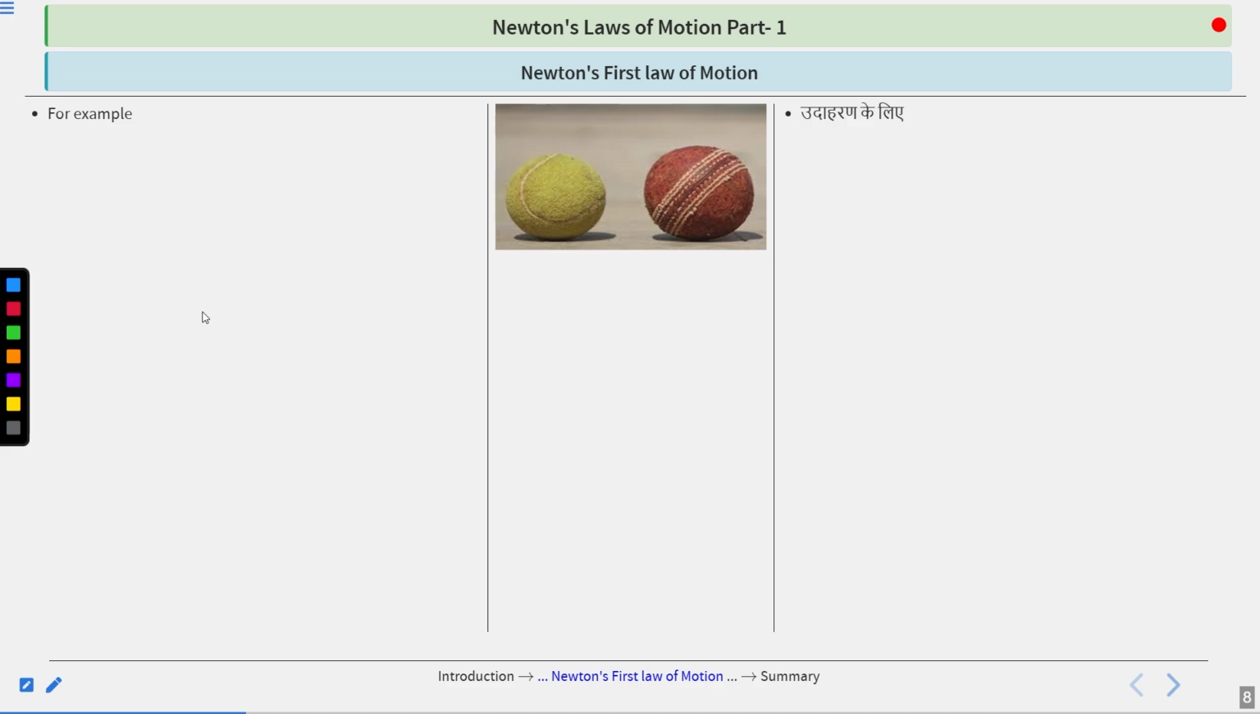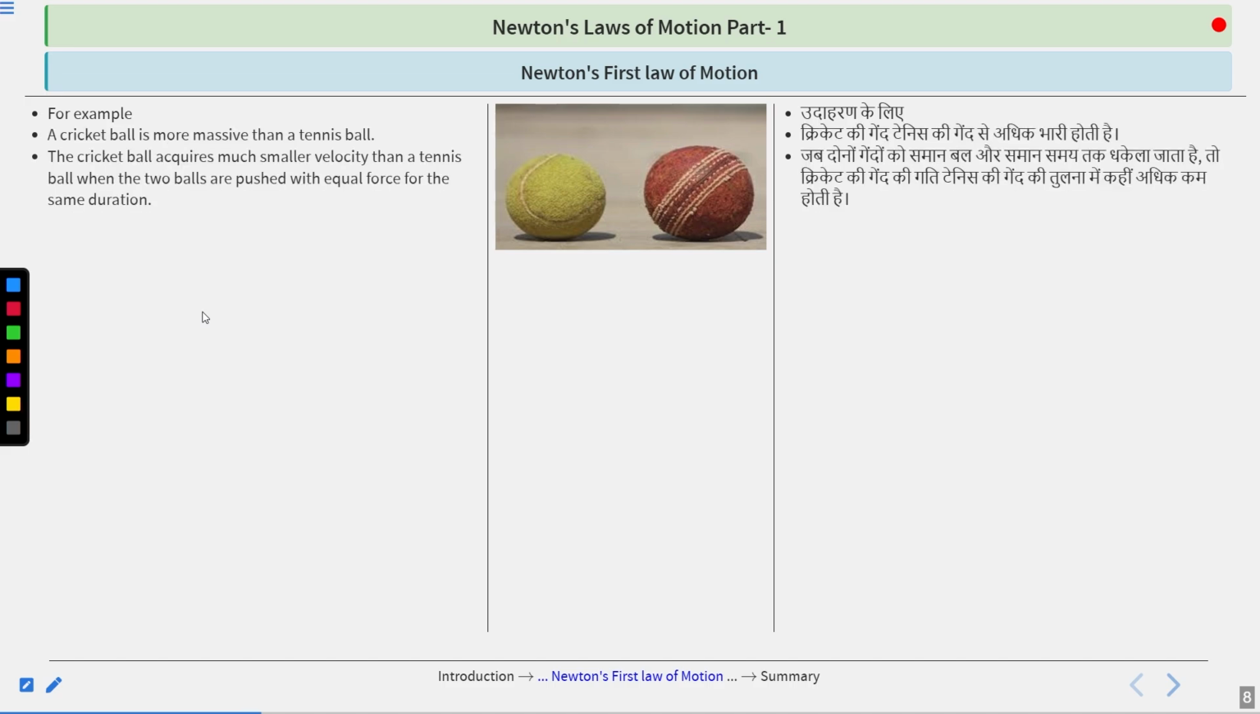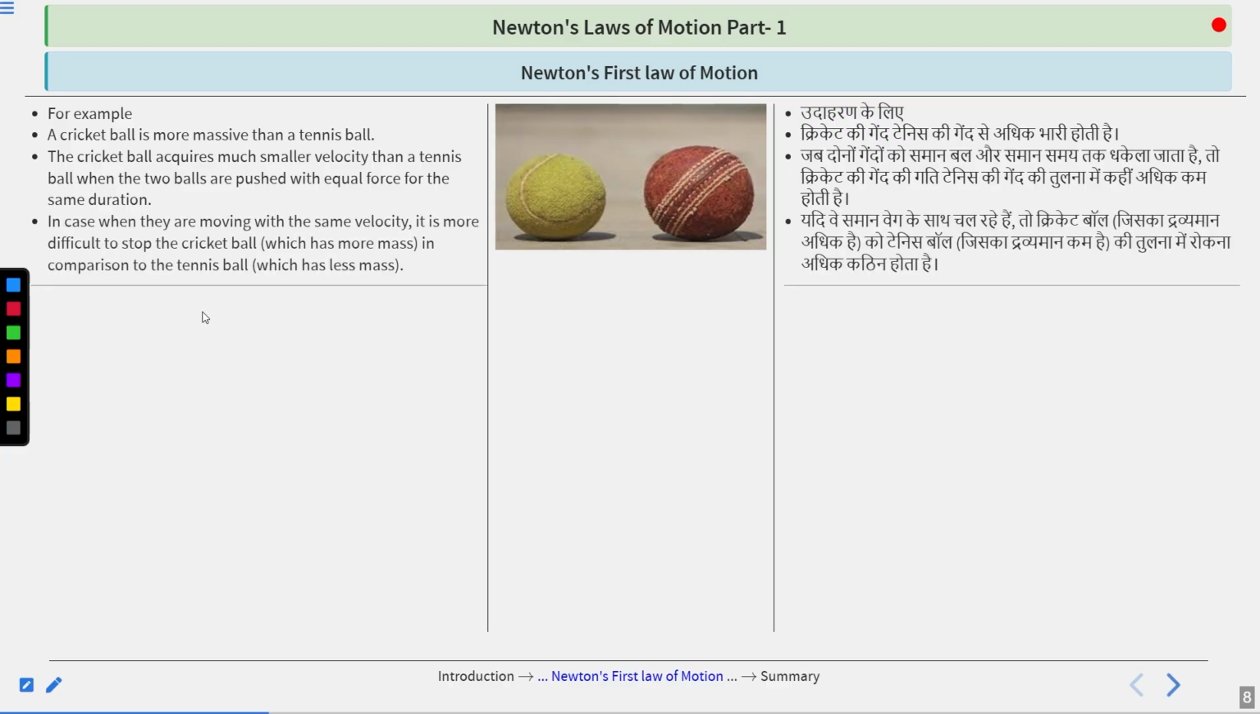For example, a cricket ball is more massive than a tennis ball. A cricket ball acquires a much smaller velocity than a tennis ball when the two balls are pushed with equal force for the same duration. When they are moving with the same velocity, it is more difficult to stop the cricket ball, which has more mass in comparison to the tennis ball.